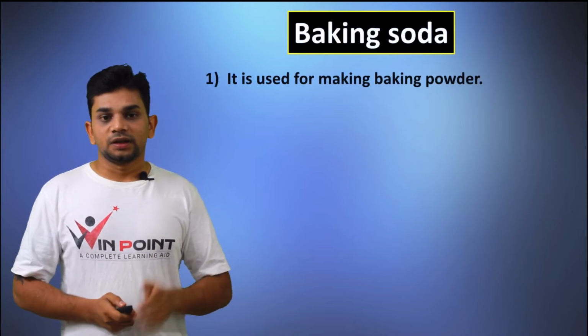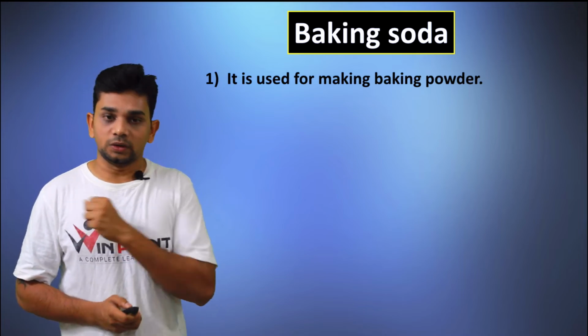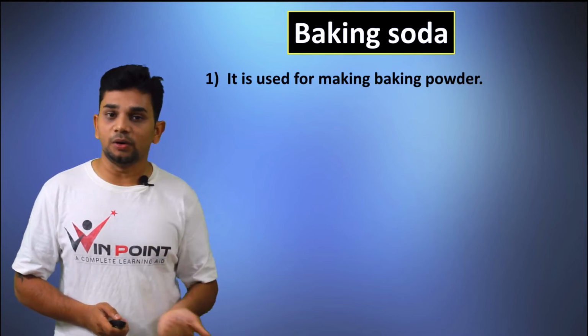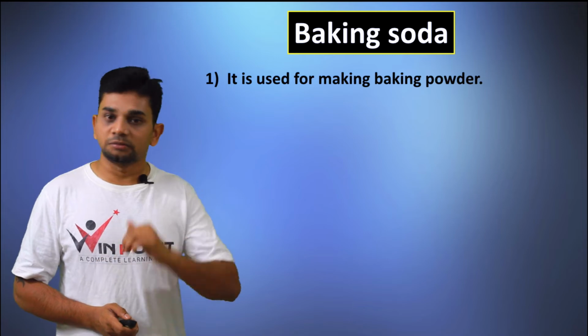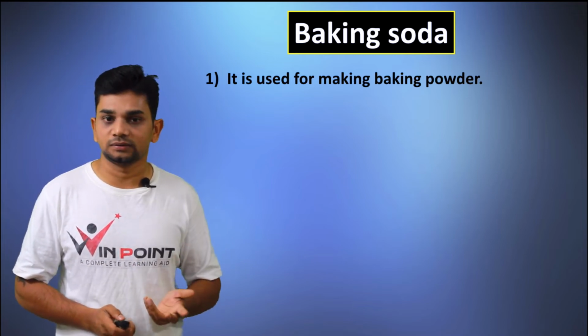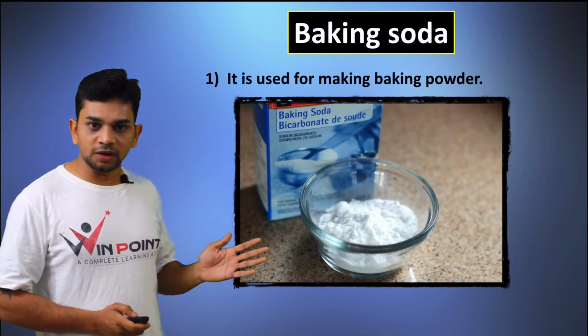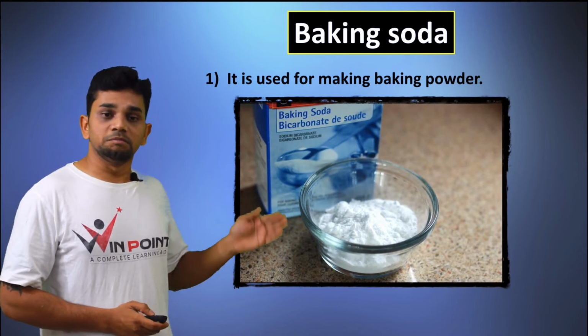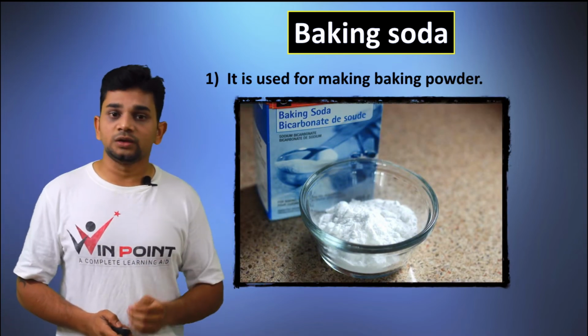First use, it is used for making baking powder. In the kitchen we are using baking powder, right? This baking powder is made from baking soda. Without baking soda we cannot make baking powder. You are all familiar with this baking powder which we are using in the kitchen.